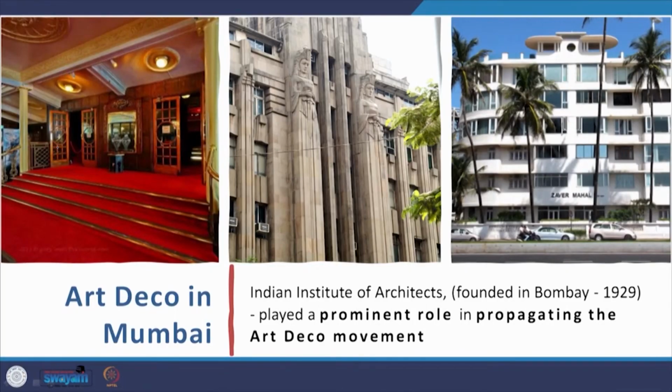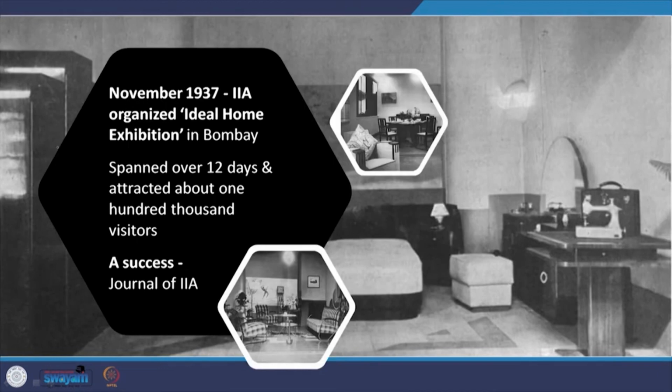Now, IIA, Indian Institute of Architects, was founded in Mumbai in 1929, and they played a prominent role in propagating the Art Deco movement. In November 1937, IIA organized an ideal home exhibition which spanned around 12 days, and about 100,000 people, 1 lakh people came to see the exhibition, which is why it was marked as a success in the journal of IIA.